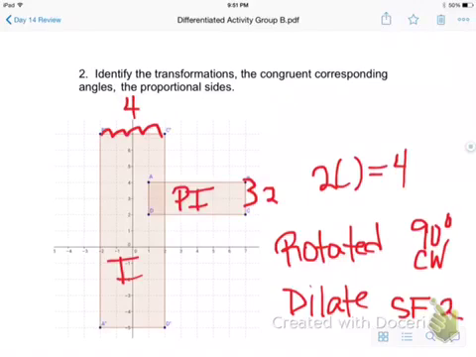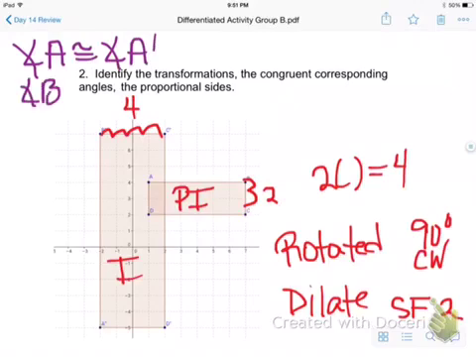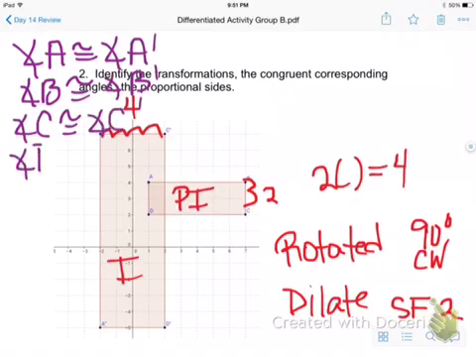If I want to list the congruent corresponding angles, remember when you list corresponding angles, you need to use symbols. So I could say angle A is congruent to angle A prime. I could say angle B is congruent to angle B prime. Angle C is congruent to angle C prime. And angle D would be congruent to angle D prime. Don't leave out the symbols.